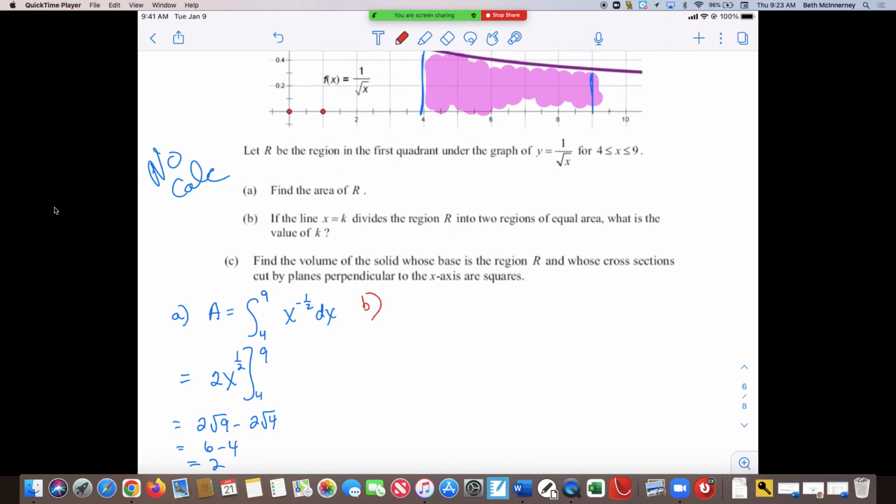Letter B. If the line x equals k divides this region into 2 regions of equal area, what is the value of k? Well, what would be half of the area? 1, right? So I'm saying I want an area where, if I integrate from 4 up to k of x to the negative 1/2 power, what would that k be so that the area is half of the entire area? Do you see how these are connected?